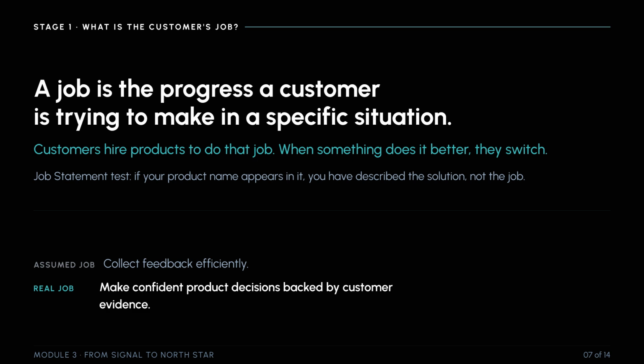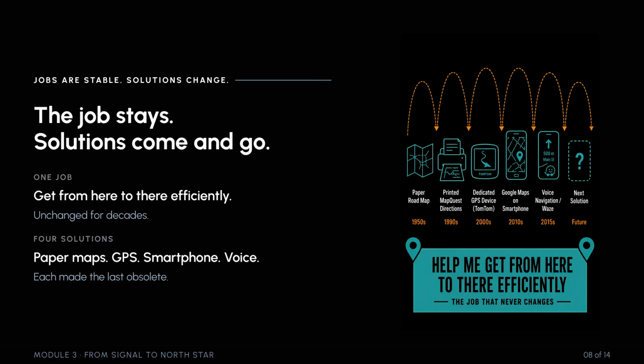FeedLoop assumed the job was collecting feedback efficiently. Stage 1 found otherwise. The job of navigating from A to B efficiently has not changed in decades. Paper maps gave way to GPS devices. GPS gave way to smartphones. Smartphones gave way to voice. The job stayed constant. Every solution was made obsolete. If your product direction is anchored to a solution, it is fragile. If it is anchored to the job, it remains relevant as solutions evolve. That is the strategic value of the jobs to be done lens.